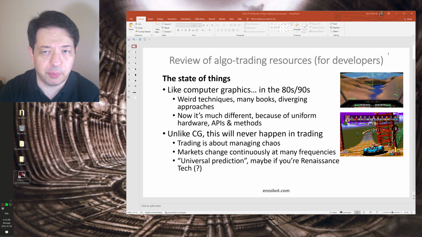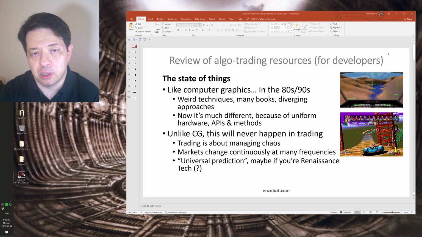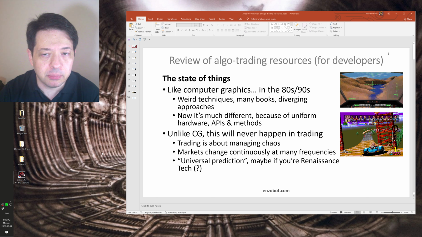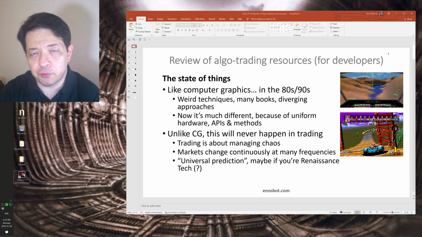This is going to be a summary of what I think are useful resources towards learning more about algorithmic trading. Of course, it's a very limited set of resources. I've only read a few books on the topic. I've listened to quite a few podcasts, but it's definitely a limited perspective, but I think one that can be useful nevertheless.